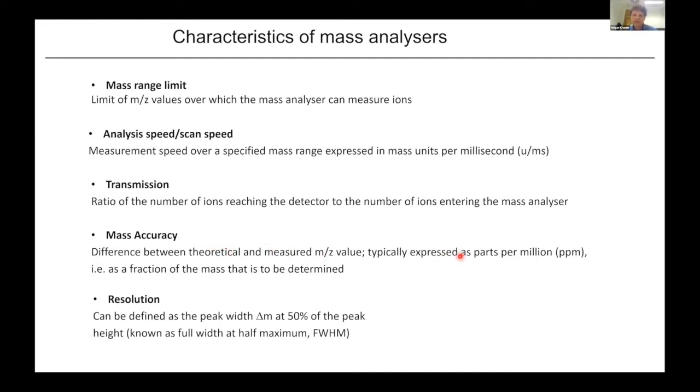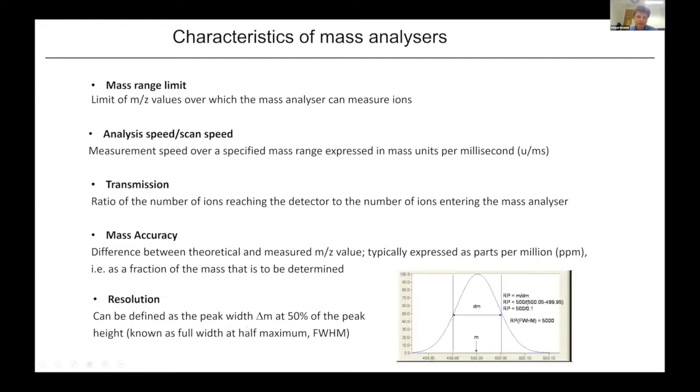But it's normally expressed as parts per million. That's just an expression of the fact that most mass spectrometers are relatively high in their accuracy, and therefore we need a very sensitive scale. So the part per million scale provides that.